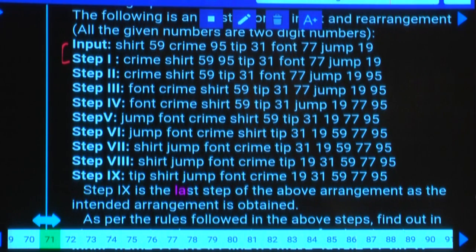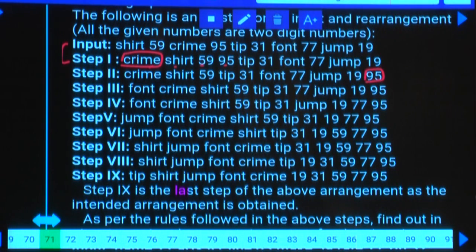Now in step 1, crime which was there at the third place is arranged at the first place, isn't it? That means the least word is arranged at the first place. From there onwards all the remaining, shirt, 59, 95 and so on, shifted to the next place. In step 1, the least word arranged at the first place and the remaining elements shifted to the next position. Then in step 2, if you observe here, now the highest number, 95, is arranged at the last place.